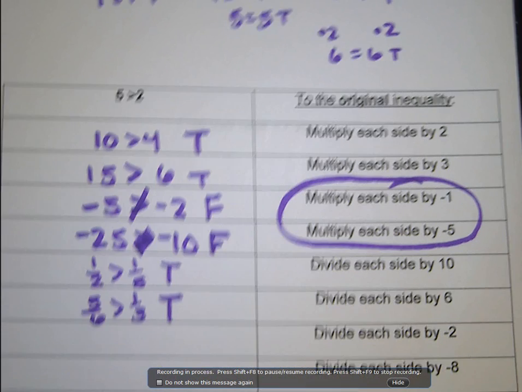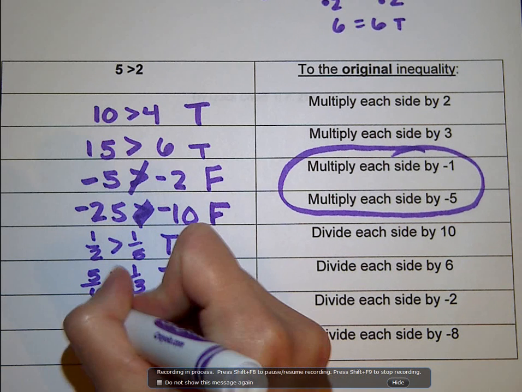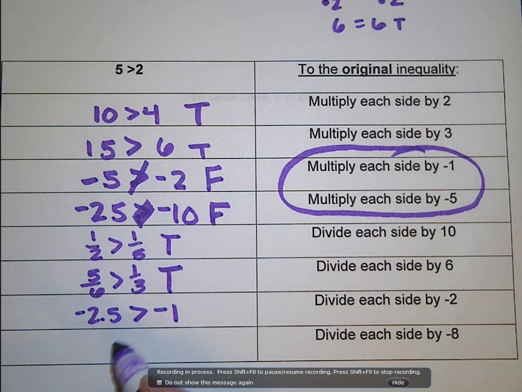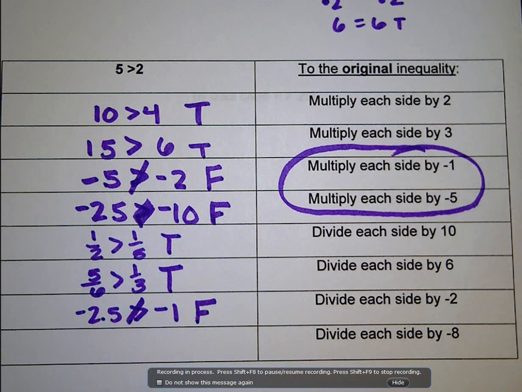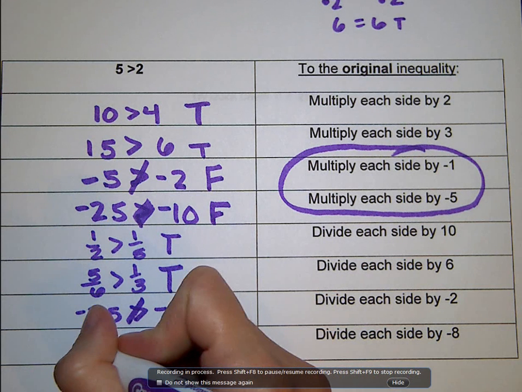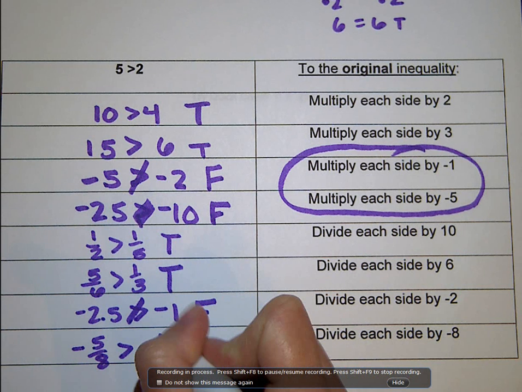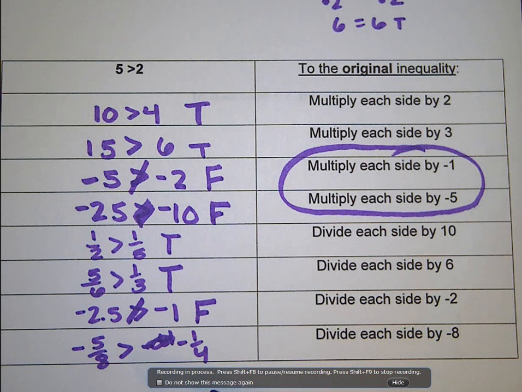Now I'm going to divide by negative 2. So 5 divided by negative 2 is negative 2.5, and 2 divided by negative 2 is negative 1. Is negative 2.5 greater than negative 1? No, that is not true, so that is false. Now I'm going to try this next one. If I divide each side by negative 8, 5 divided by negative 8 is negative 5/8, and 2 divided by negative 8 is negative 1/4. Is negative 5/8 greater than negative 1/4? No, that's false also. So these two also change my inequality.